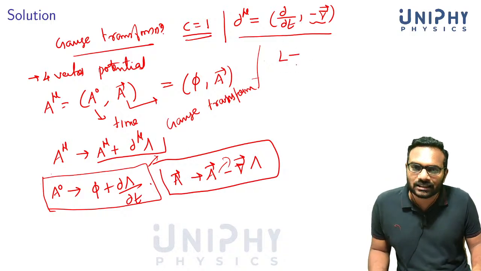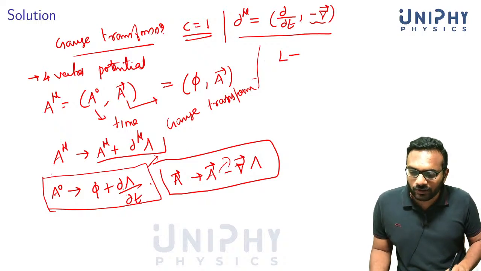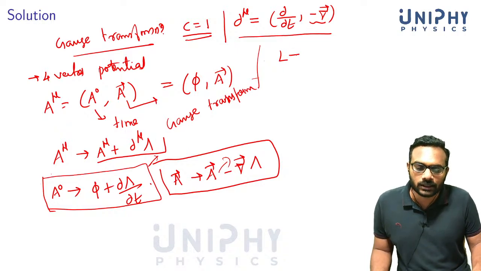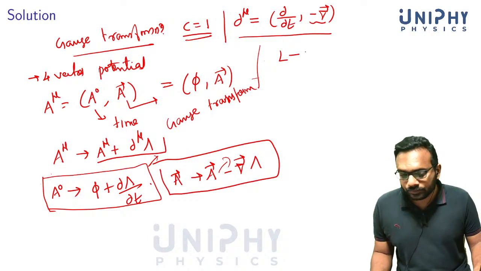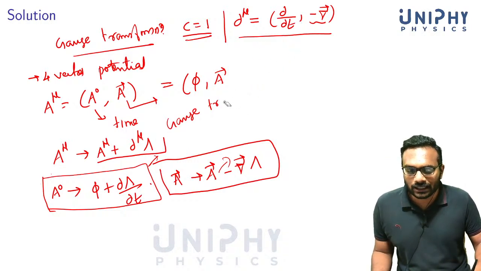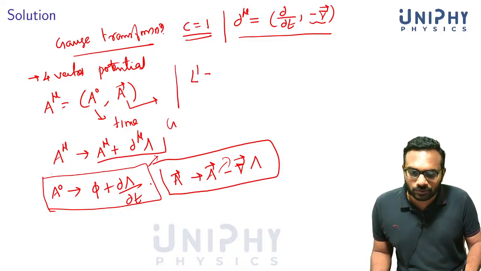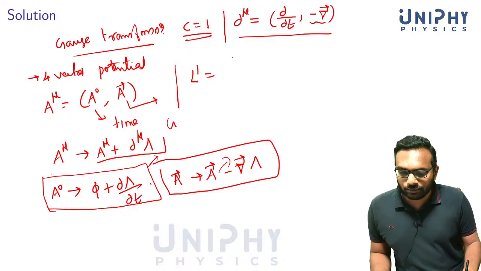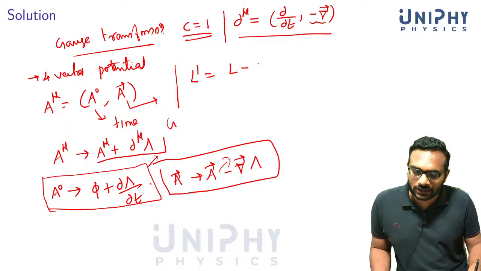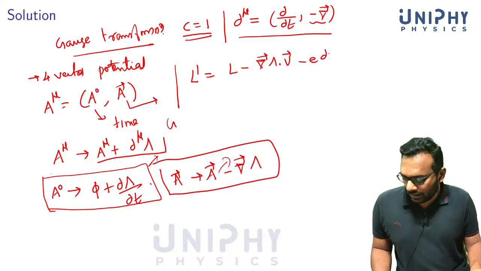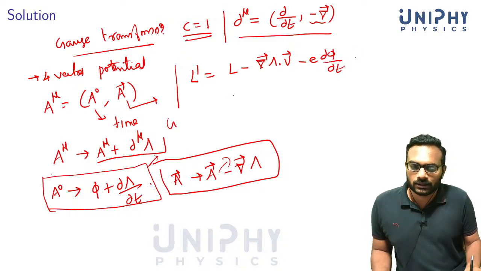Now, if you do this to the Lagrangian, you can just make the substitution. In the place of φ, you put φ plus ∂λ/∂t, and in the place of the A vector, you put the A vector minus del vector λ. Then the Lagrangian becomes, I will write it as L prime, the transformed Lagrangian. You will see that the transformed Lagrangian becomes L, the original Lagrangian, minus del vector λ dot v vector. This is just straightforward substitution. Minus e ∂λ/∂t. Now, if you look at this thing, del vector λ dot v vector, right?